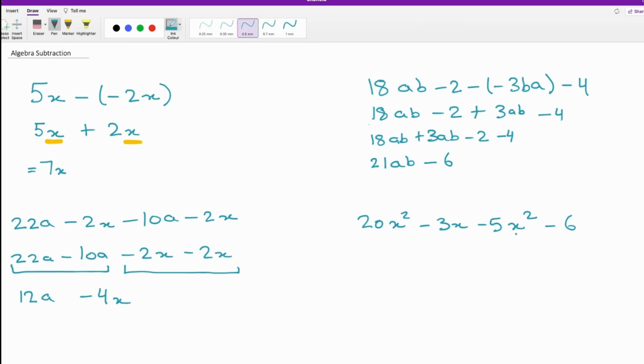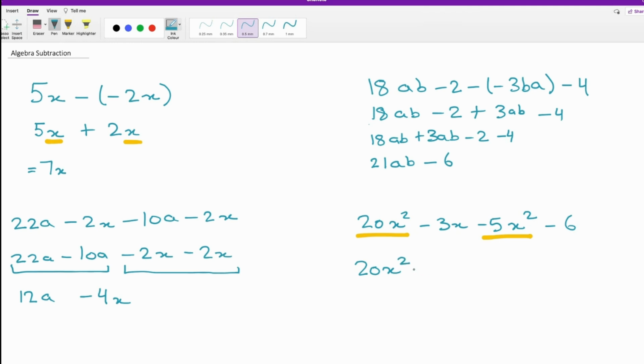Now moving on to the final question, question 4, 20x squared minus 3x minus 5x squared minus 6. Okay, now let's first find out where our like terms are. Our like terms are going to be here and here. That is because of the presence of the x squared. So same pronumeral raised to the same power. So let's actually, down below, let's bring those two together.